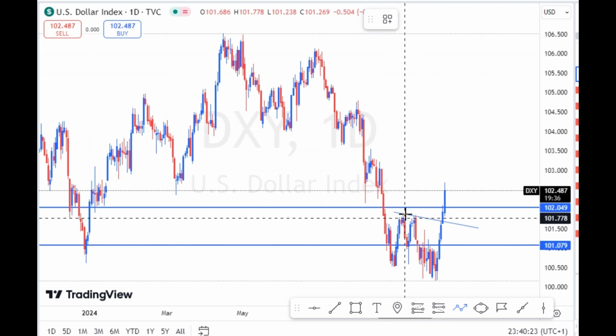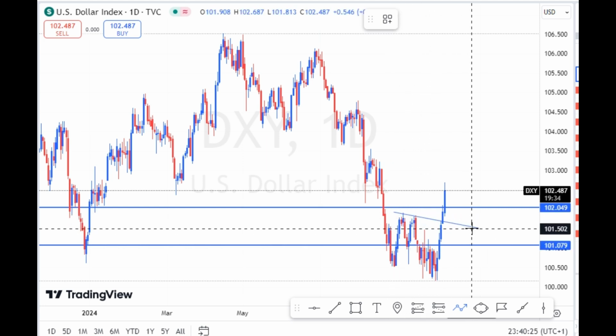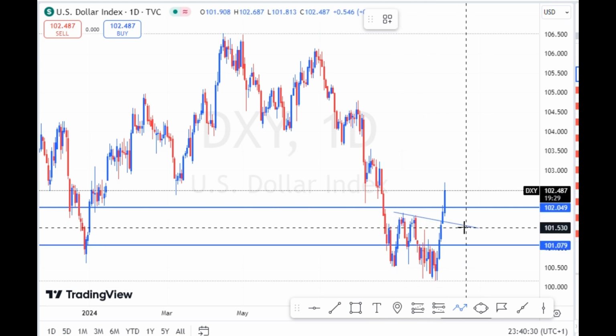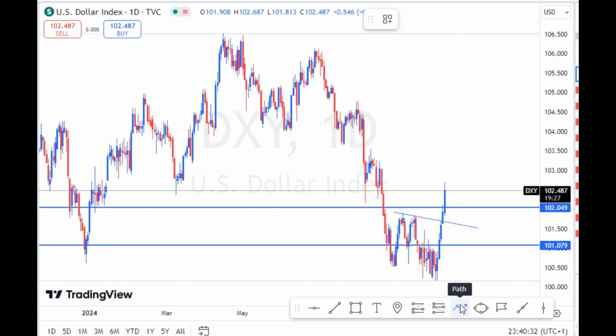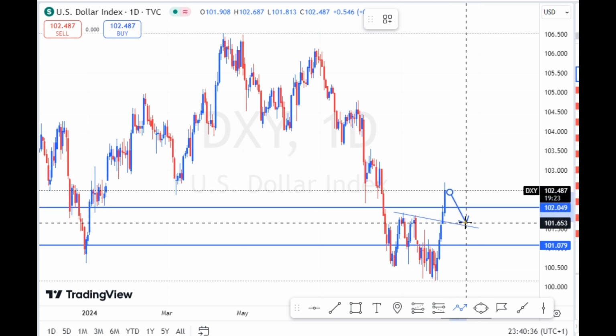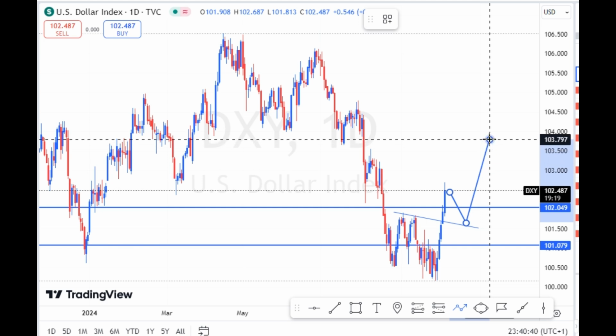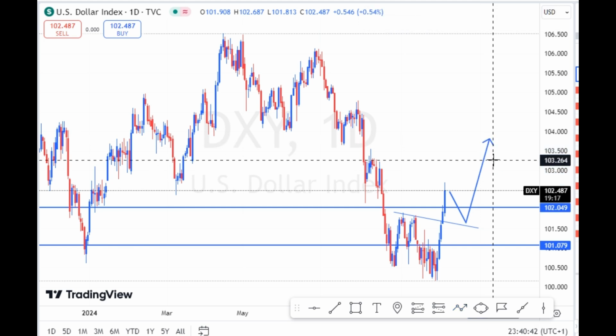Price has also broken above my trend line on the daily chart, which shows that the DXY has turned to uptrend. So what we are expecting for the DXY this week is a retest to this level, then we'll see price pushing higher for the DXY. So we expect the DXY to continue its uptrend movement for this week.